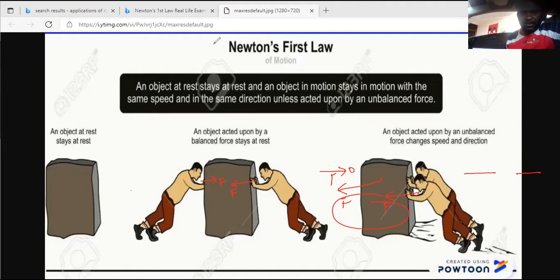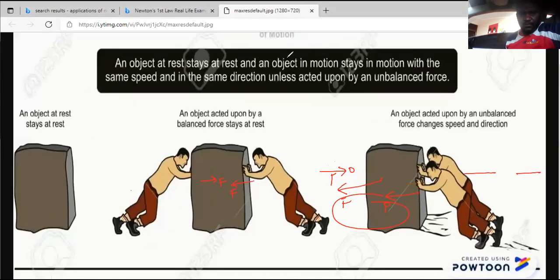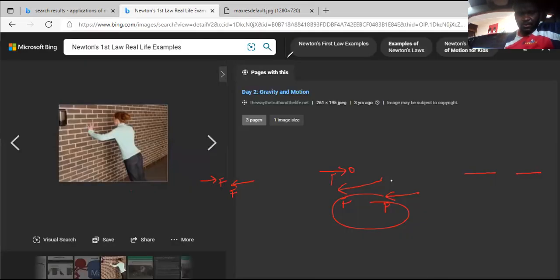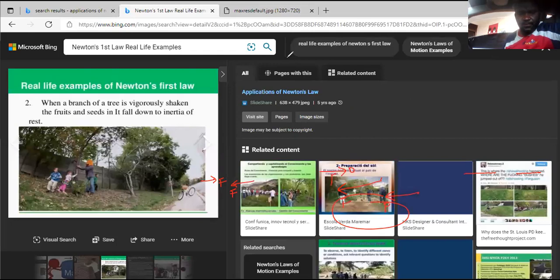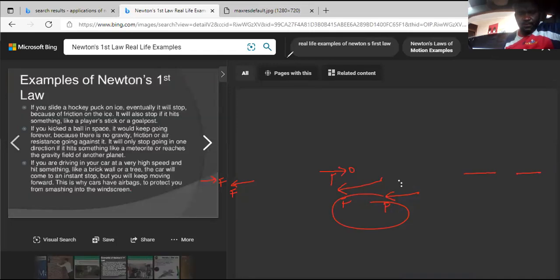Another illustration, I think those are enough. Let me see. So with that, the lady here is on the wall trying to push it. These examples, you do not know about them. You don't know what a hockey puck is, so I can't give you such examples.